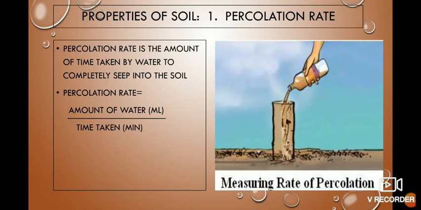So what is the percolation rate? How will you calculate? The percolation rate is equal to the amount of water we took, 200 ml, divided by the time which it took, 10 minutes. So 200 ml by 10 minutes. That comes to 20 ml per minute. It means that 20 ml of water can go inside the soil in about a minute. That is the percolation rate.